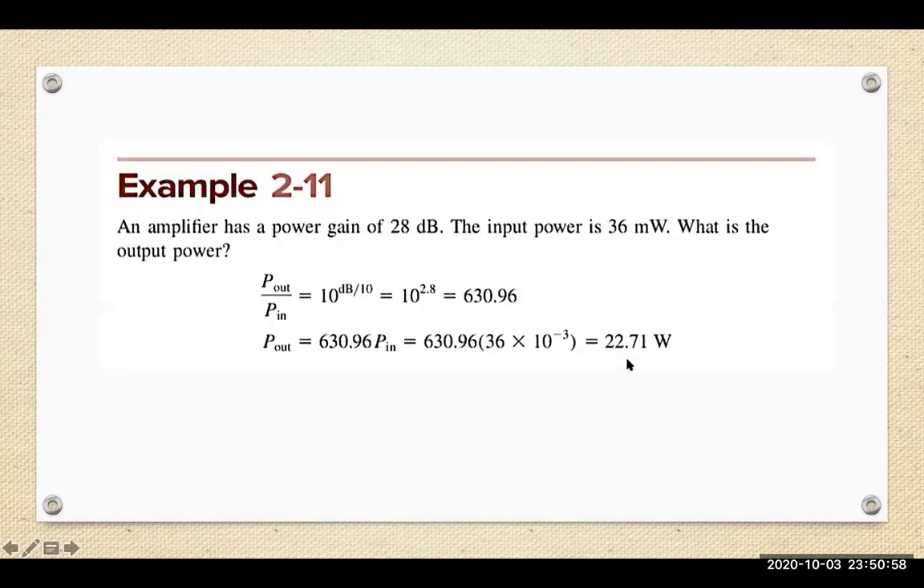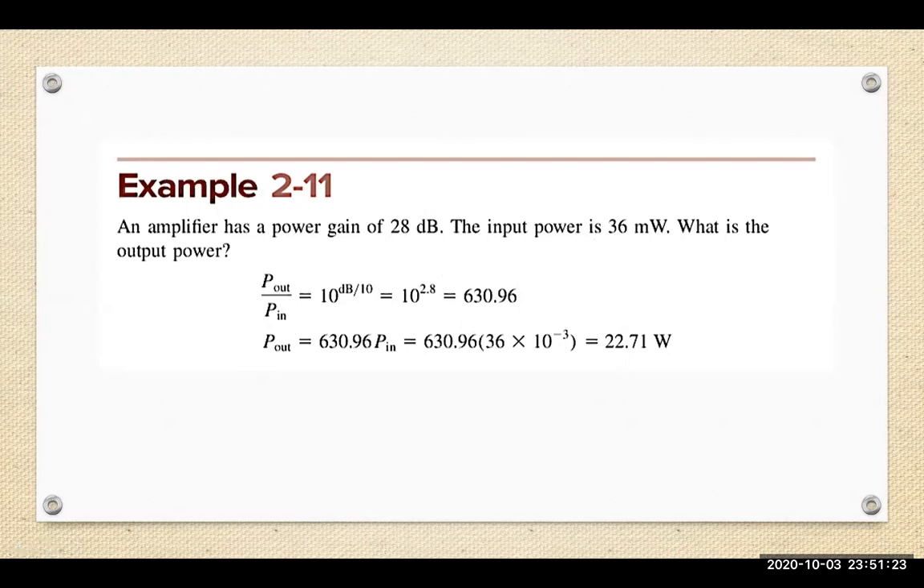Okay, let's have more examples. An amplifier has a power gain of 28 dB. The input power is 36 milliwatts. What is the output power? Recall that the ratio of the power output over the power input is, of course, the unitless gain. To determine this unitless ratio, we get the anti-log.